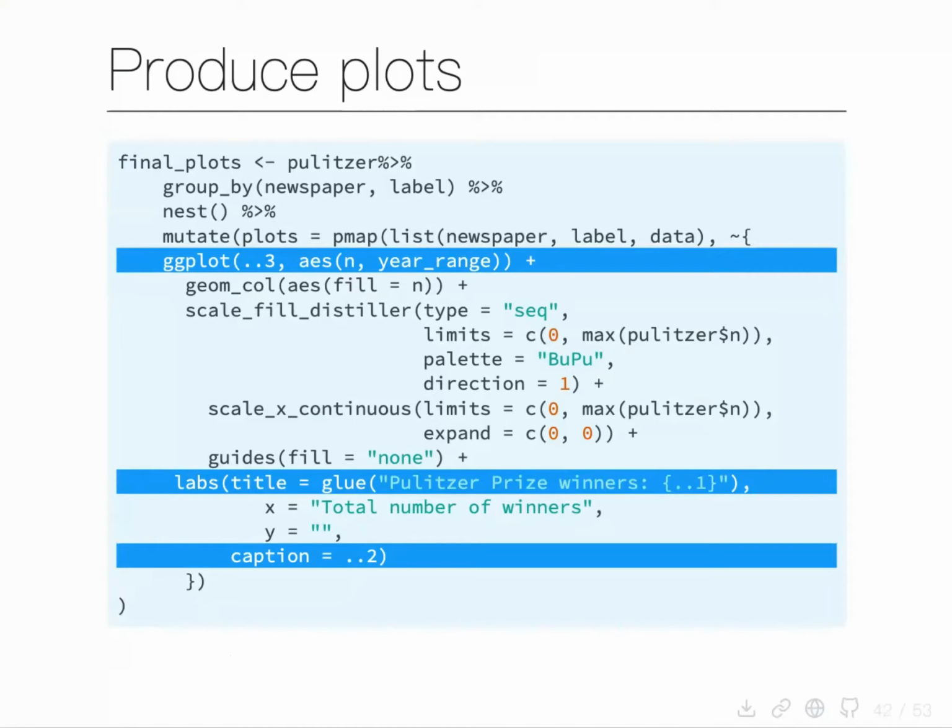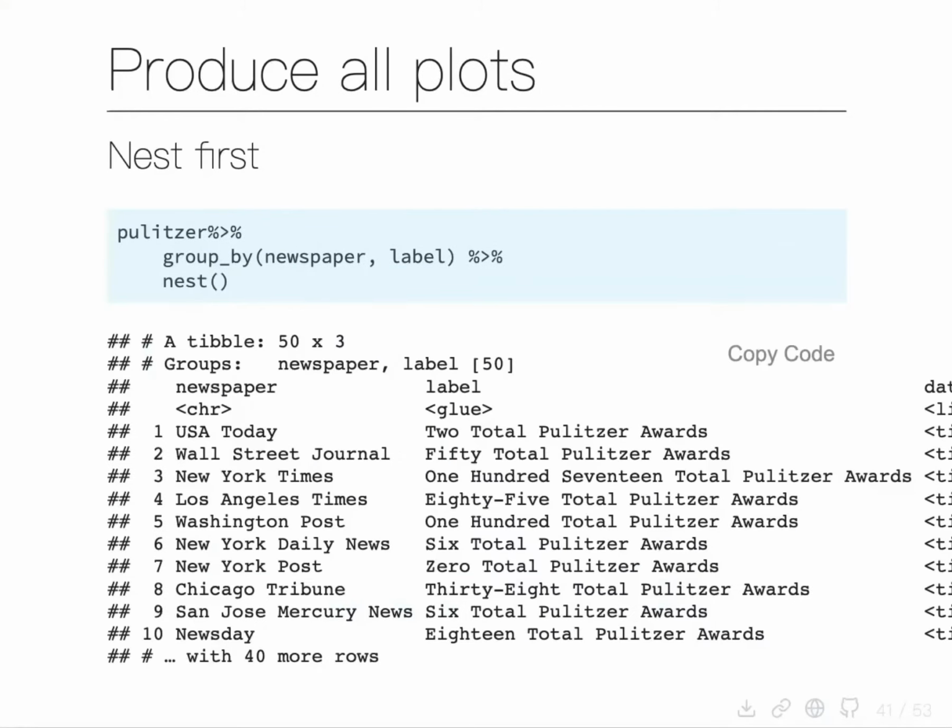Hopefully you did something like this. Okay, I have Pulitzers. All of this part is just what we had before, but now I'm going to create a new column where I'm calling it plots, and I'm going to pmap this list. Okay, so this is part of what I was mentioning that is different about pmap from the other functions, is that the first argument is going to be a list of the vectors that you want to loop through. Okay, so in this case, I'm looping through 3 vectors: the newspaper, which is this one, the label, which is this one, and then the actual data itself.